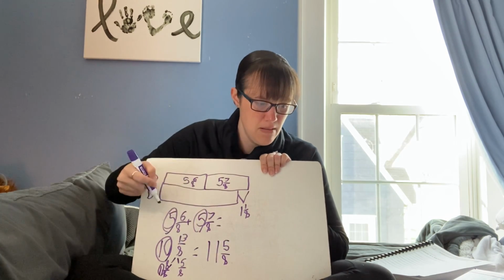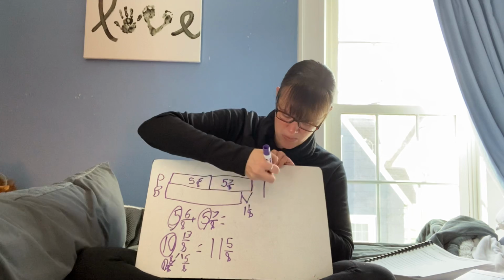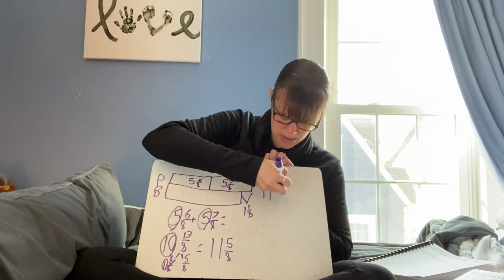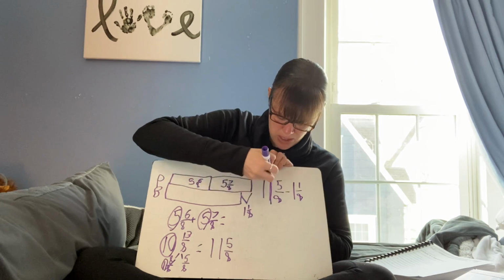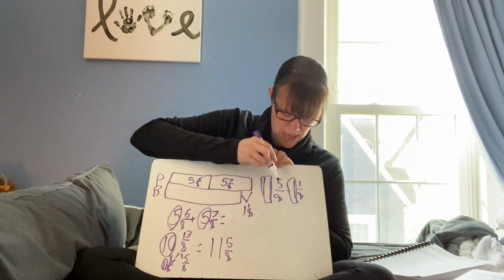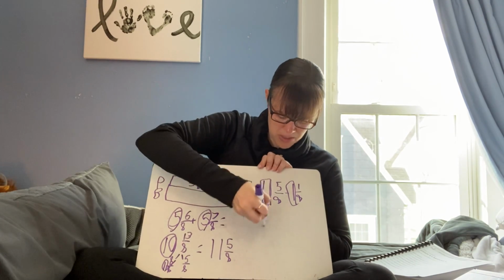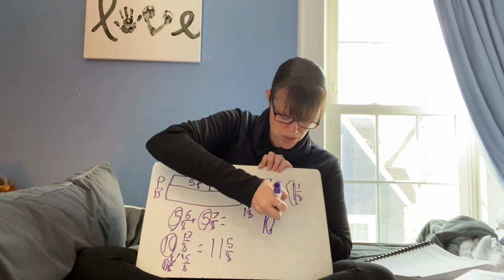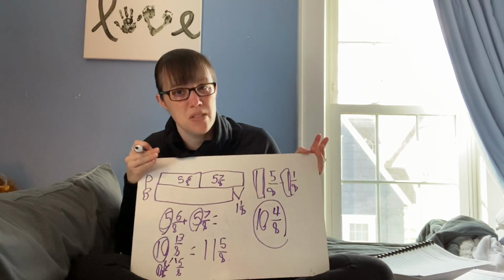Now, I'm not done. I still need to subtract the 1 1/8. Now, this is an easy one. Now you're like, oh, now I have to subtract. It's not that bad. 1 1/8. So take your whole numbers. Sorry, it doesn't look like an 11 anymore. I know that I can do 5/8 minus 1/8, so I don't need to regroup at all. 11 minus 1 is 10. 5/8 minus 1/8 is 4/8. So there's our answer. Wasn't that bad, was it?